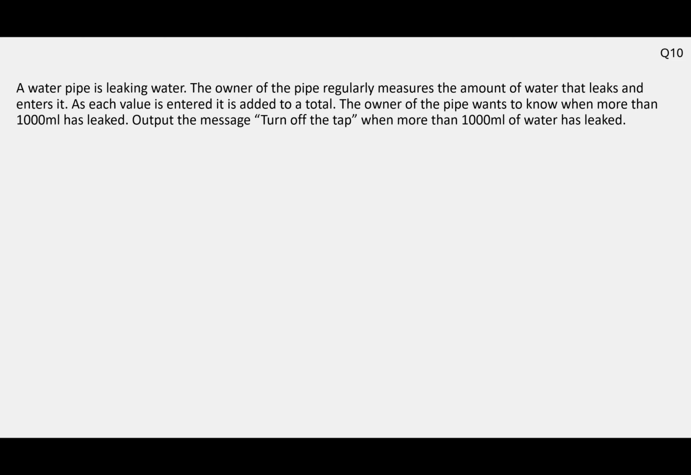So it's important to read through the question before you start to pick it apart, especially with this one. It's a little bit more to this one. So let's go and have a look at what we need to do. So this indicates we can have a loop here because we have to regularly measure the amount of water that leaks and enter it, which is going to be our input. So we're repeatedly measuring the water and we're entering it.